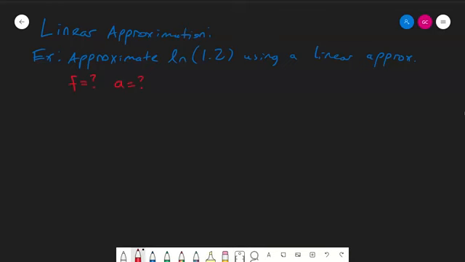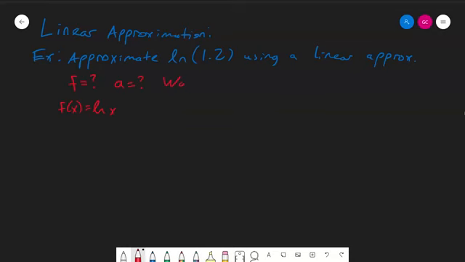Well, there's kind of an obvious function here. We're taking natural log of something. So let's try f of x equals ln of x. Now, how do we find an a value that is appropriate?